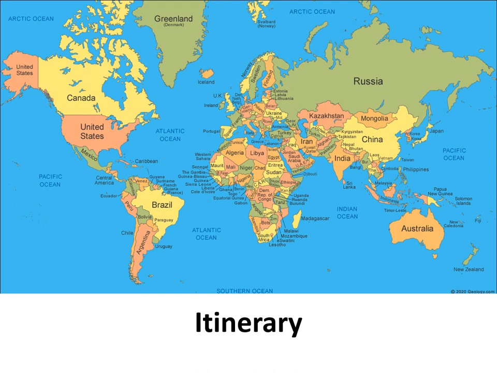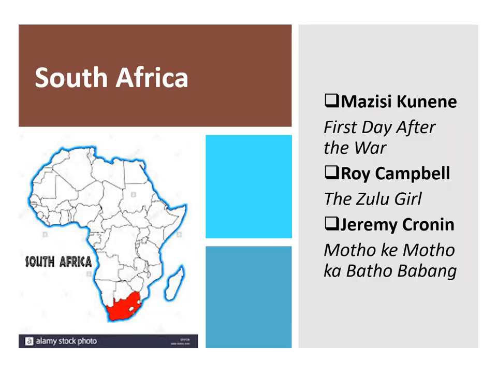And so we come to our itinerary. The wonderful thing about grade 12 poetry is that it's world poetry. You study poems which originate from various countries. So let us look further at the countries we will be visiting in this poetic journey. We begin our journey at home. There are 3 South African poets. We have Masisi Kuneni, who wrote First Day After the War, Roy Campbell, the poet of Zulu Girl, and Jeremy Cronin, who wrote Moto Ke Moto Kabato Baba.